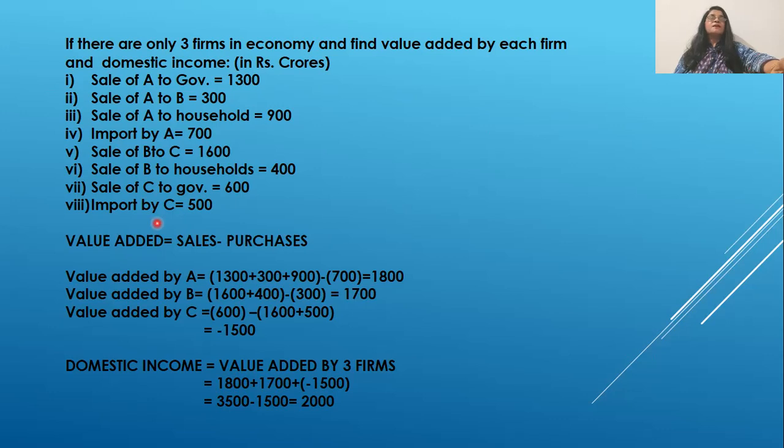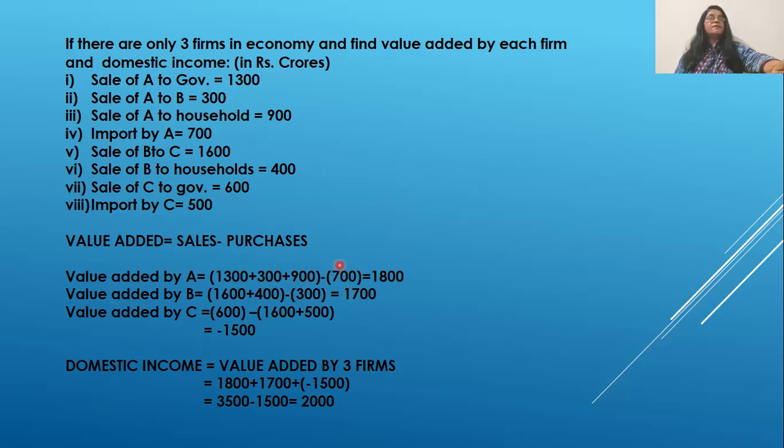Now what happens is, when we are finding out value added, we are just adding the sales. A is selling to government. This is also sale of A. A is selling to B. It is also sale of A. And A is selling to household. It is also sale of A. So we have to find total sales. And then we have deducted purchases. So the answer has come 1800.